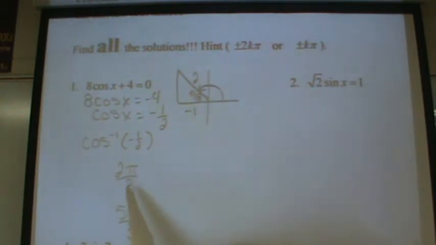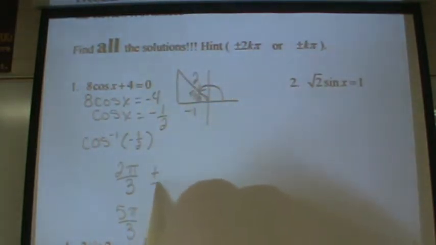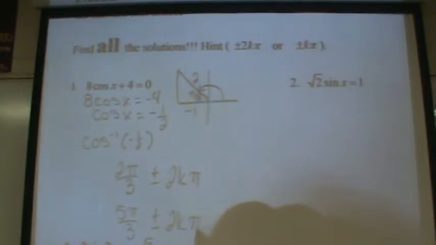So these are our 2 angles where cosine is negative, where you get that negative 1/2, and it wants all solutions. So plus or minus 2k pi on each one. So these 2 are your solutions here. 2 pi over 3 plus or minus 2k pi, 5 pi over 3 plus or minus 2k pi.